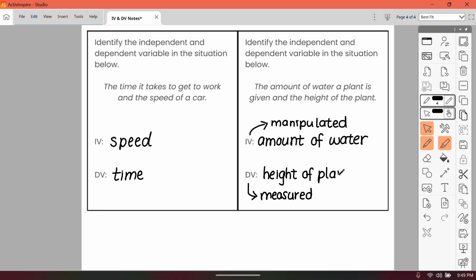And if I want to read this back to myself, starting with the dependent variable here, if I say the height of the plant depends on the amount of water, does that make sense? Yes, that makes sense. So that means height of the plant is dependent, amount of water is independent.